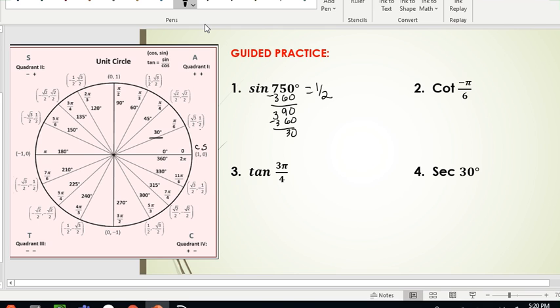And I'm done. Cotangent, I'm going to write this down. Now, what I'm going to do is go find negative pi over 6 and positive pi over 6. Here's positive. I'm going to change colors. Here's positive pi over 6.